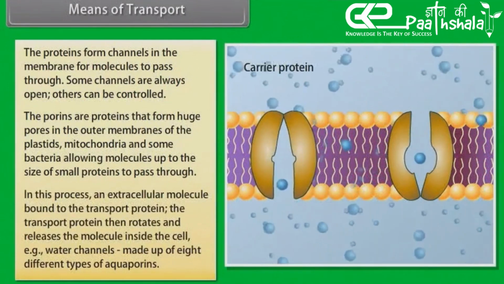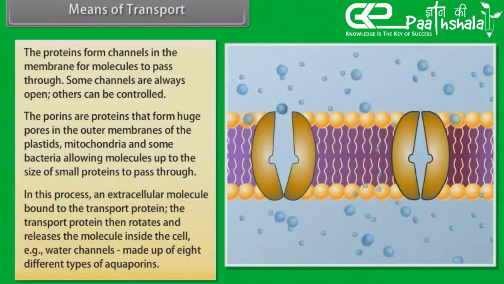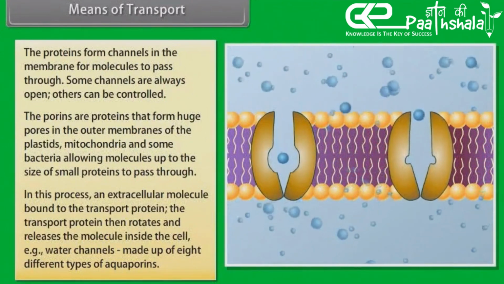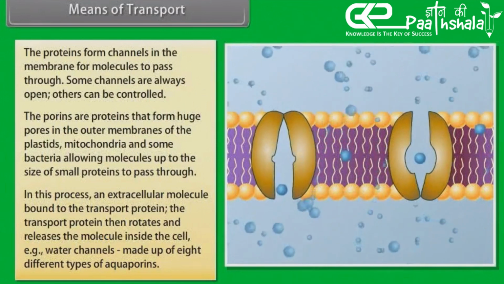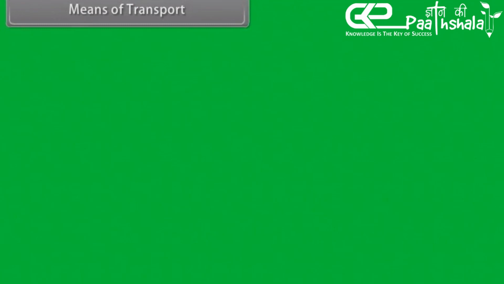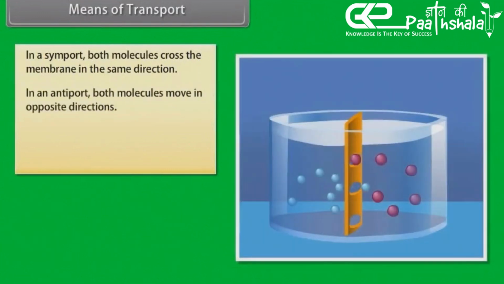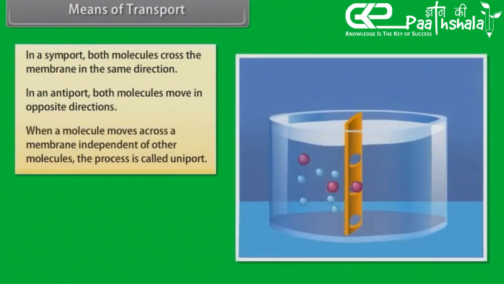In this process, an extracellular molecule binds to the transport protein. The transport protein then rotates and releases the molecule inside the cell. For example, water channels are made up of 8 different types of aquaporins. Some carrier or transport proteins allow diffusion only if 2 types of molecules move together. In a symport, both molecules cross the membrane in the same direction. In an antiport, they move in opposite directions. When a molecule moves across a membrane, independent of other molecules, the process is called uniport.